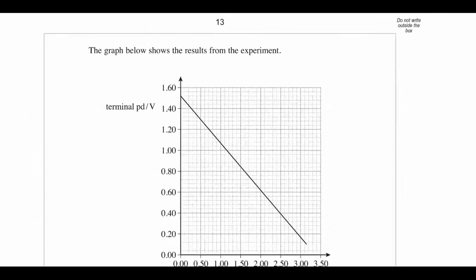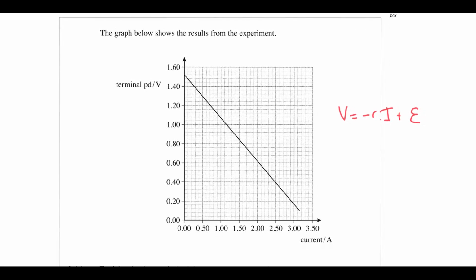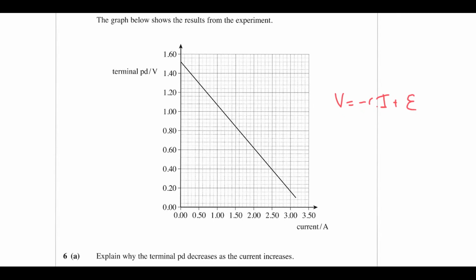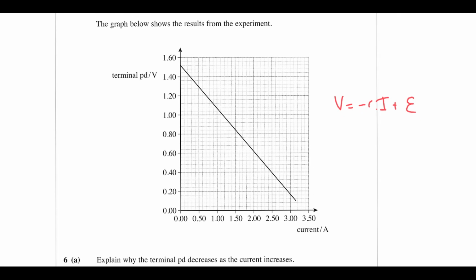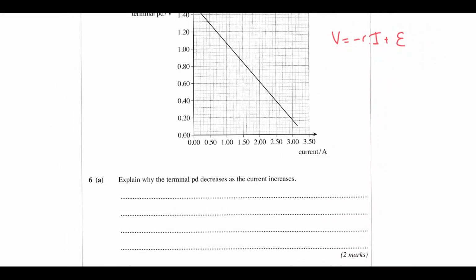Now we've got a graph of the results of this experiment. So this graph is of the form V equals minus Ir plus EMF. You should be familiar with that, having done the experiment as part of the course. So you can see the gradient is minus 1 times the internal resistance. The y-intercept is the EMF. So if we look at that, that's 1.44, 1.48. So that's the EMF is about 1.52 according to this graph.